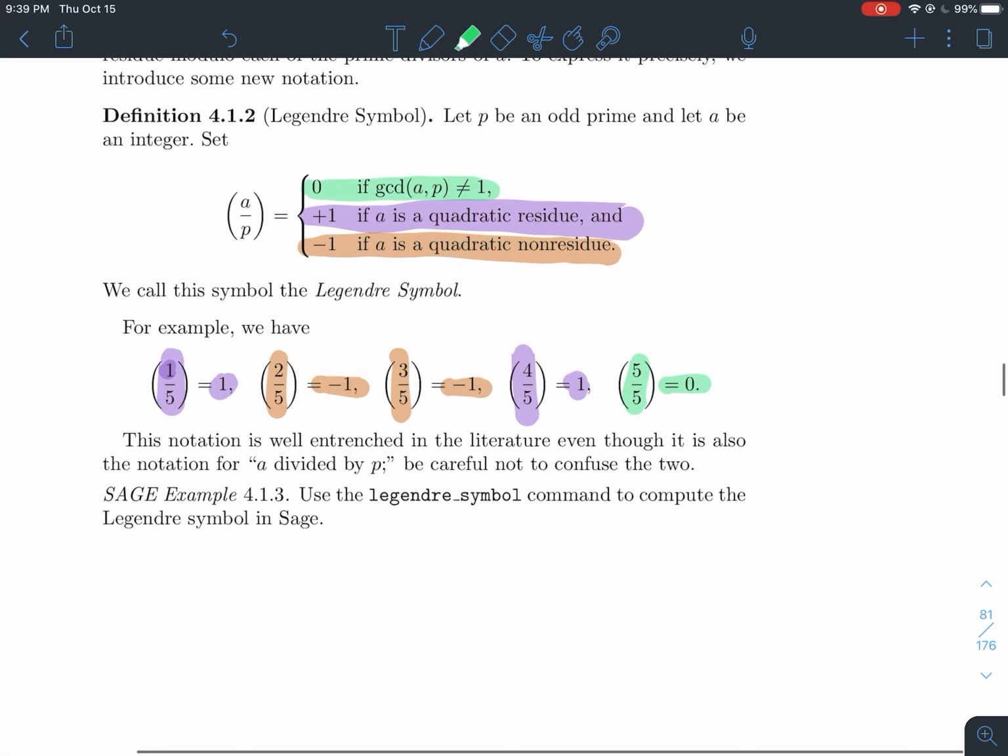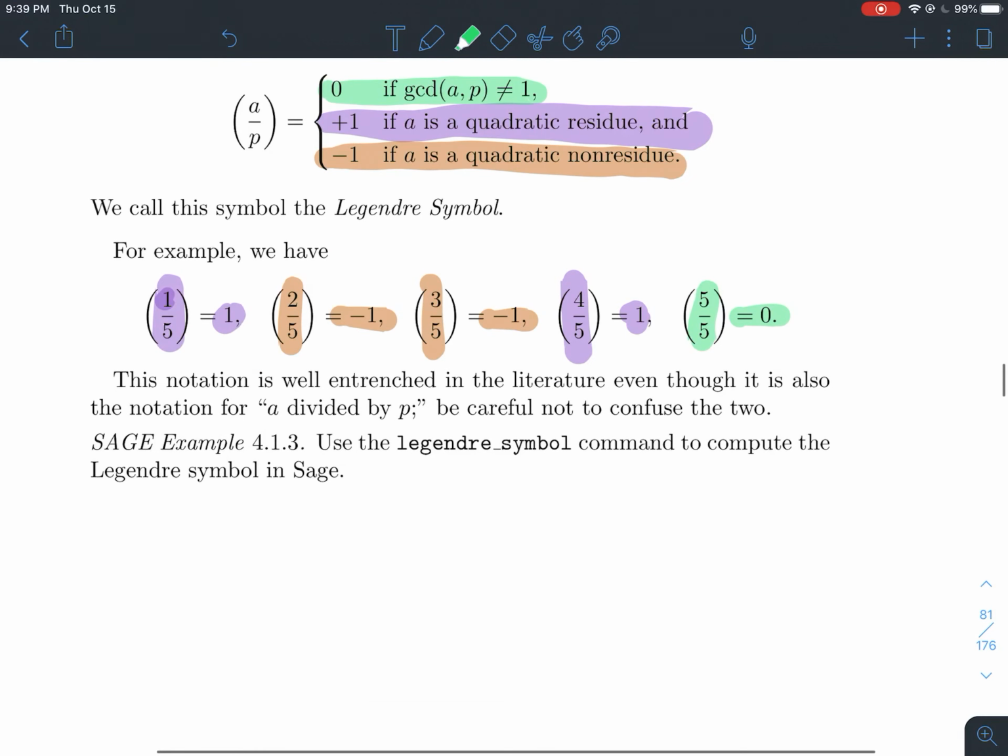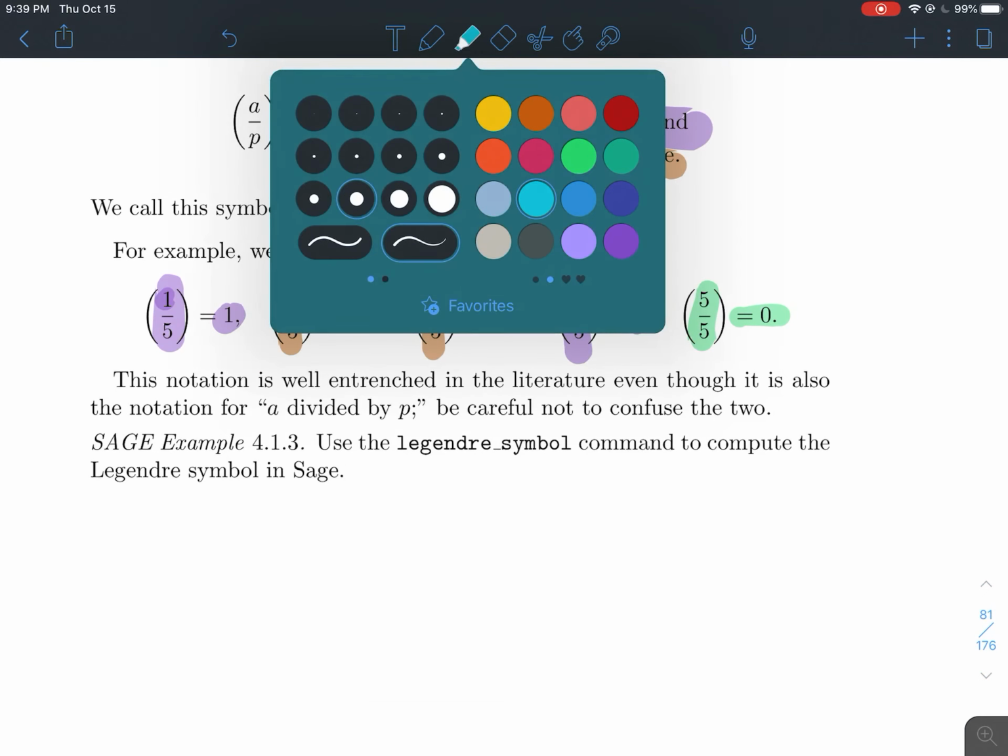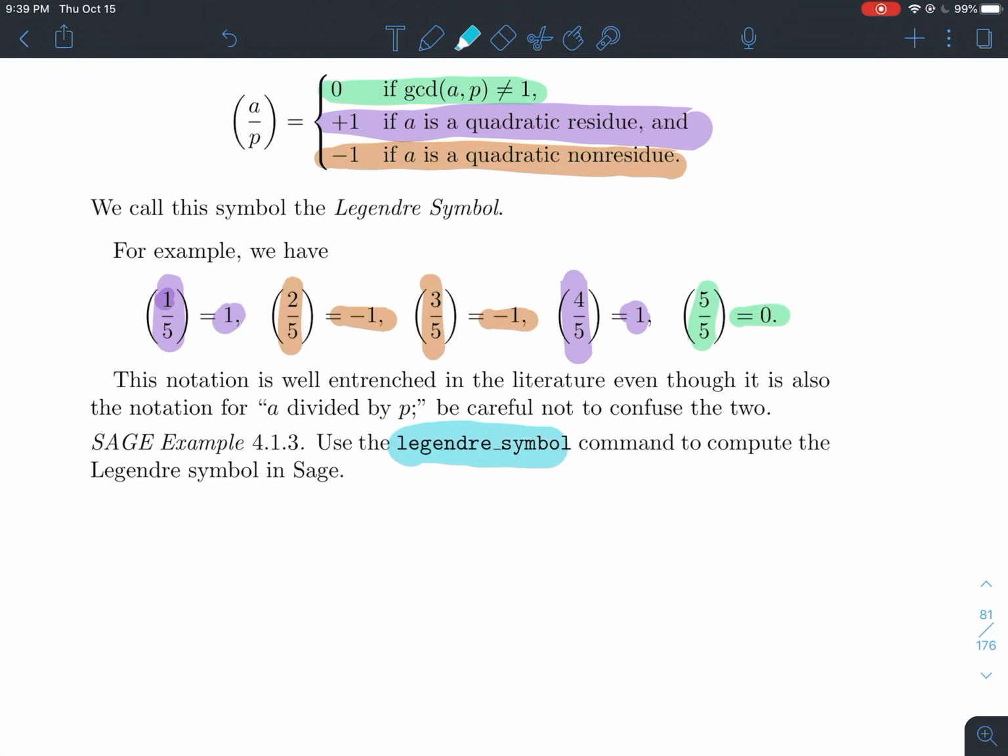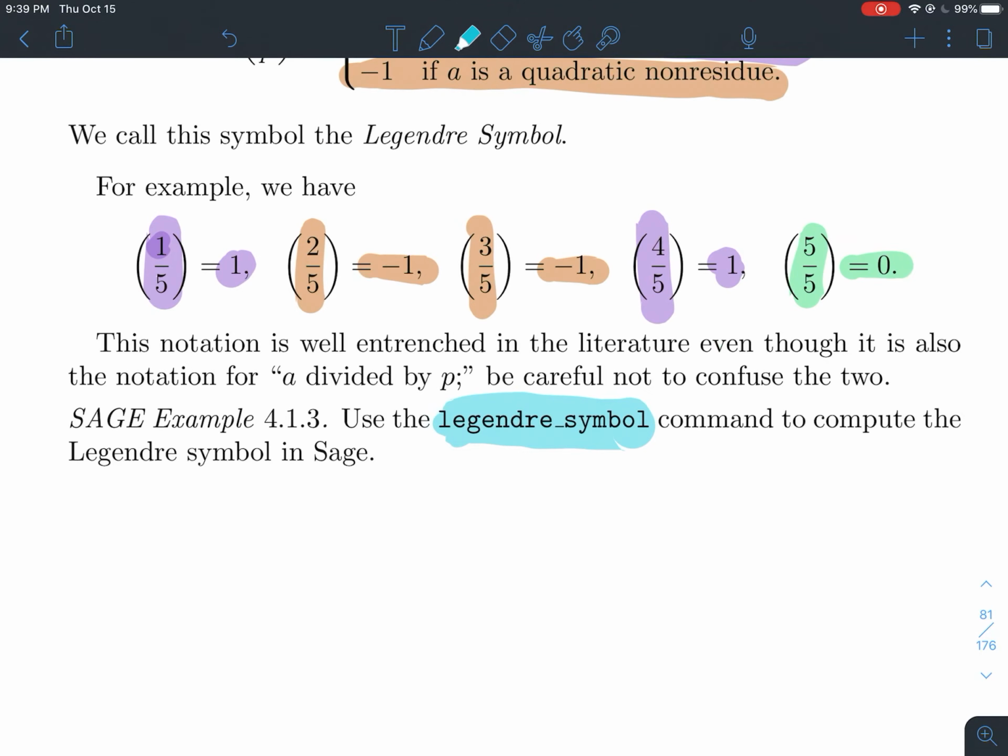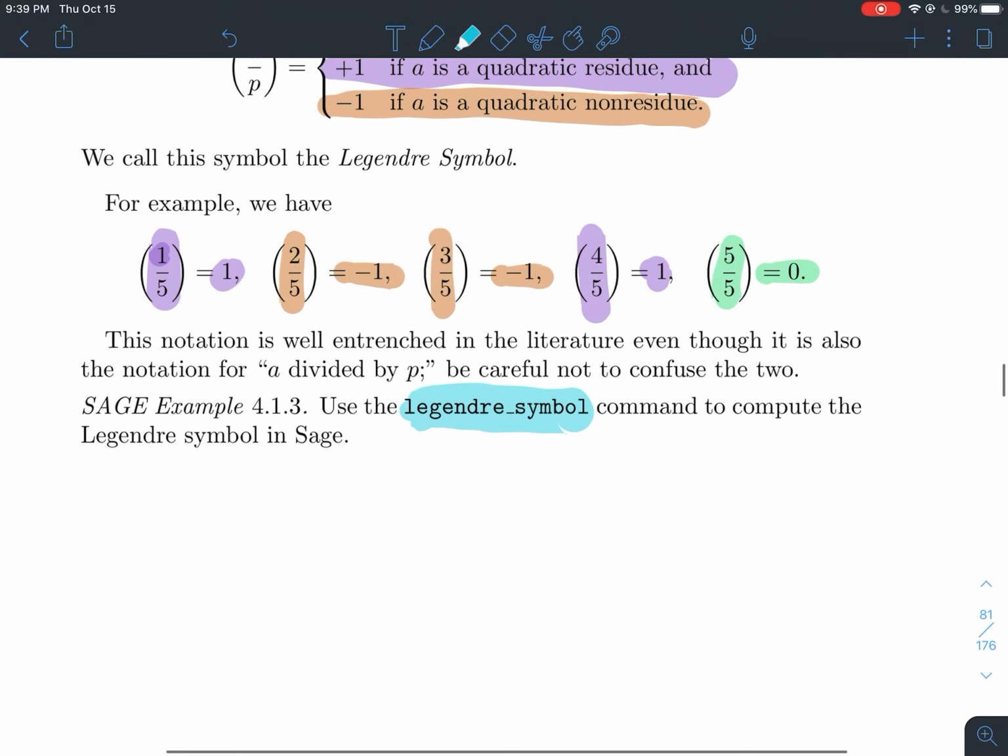Or we could use Sage. Sage has a built-in function specifically to compute the Legendre symbol, and it's exactly what you probably think it is. Maybe you didn't think of the underscore, but there it is. It's just legendre_symbol. That command computes the Legendre symbol in Sage.